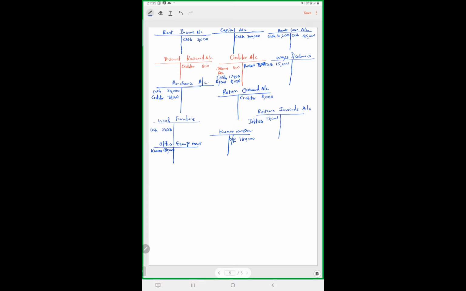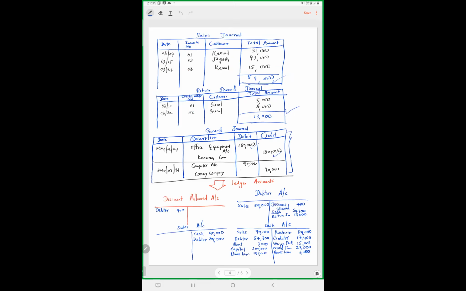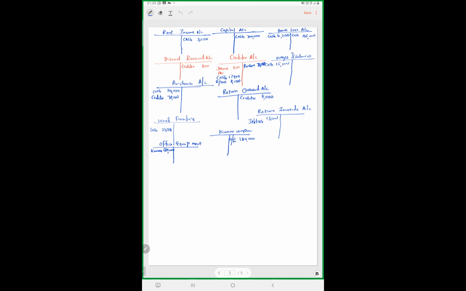At the same time, we need computer account as well as Kure company account. Computer account and Kure company account. Then computer account debit by naming Kure 90,000. Then Kure company credit as computer account. So these are the ledger accounts, right? These are the ledger accounts.